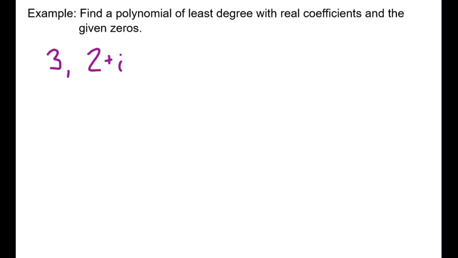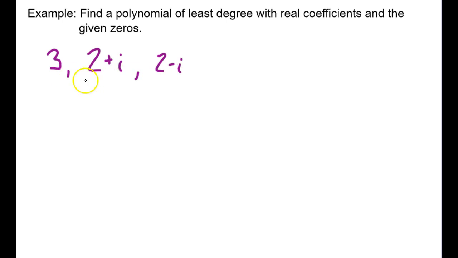In this next example, we want to find a polynomial of least degree with real coefficients and the given zeros. So we're told that 3 and 2 plus i are zeros to the polynomial. The first thing we need to do is apply the complex conjugate zeros theorem, which told us that if a plus bi was a zero to the polynomial, then a minus bi, its conjugate pair, must also be a zero to the polynomial. So we're told that 2 plus i is a zero, which implies that 2 minus i must also be a zero to this polynomial.